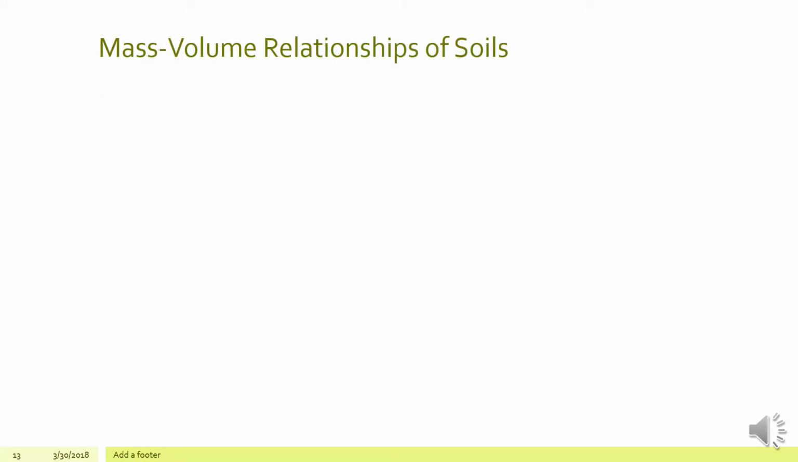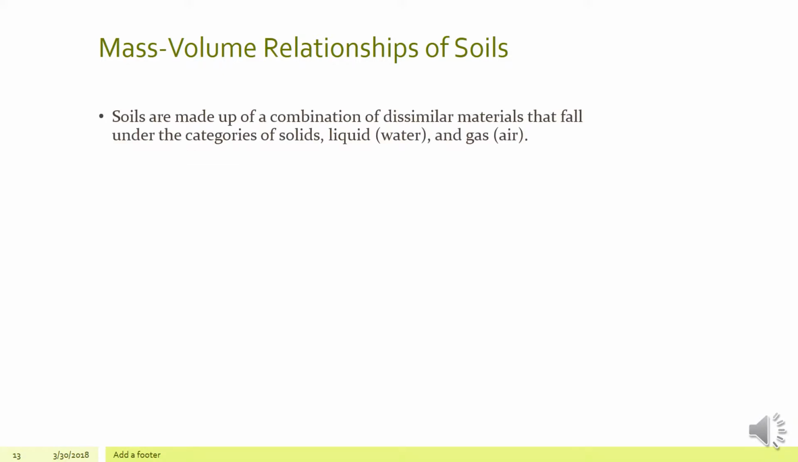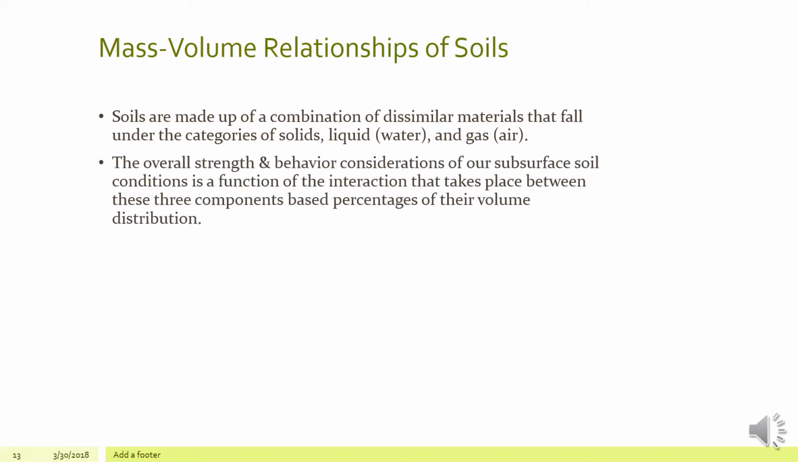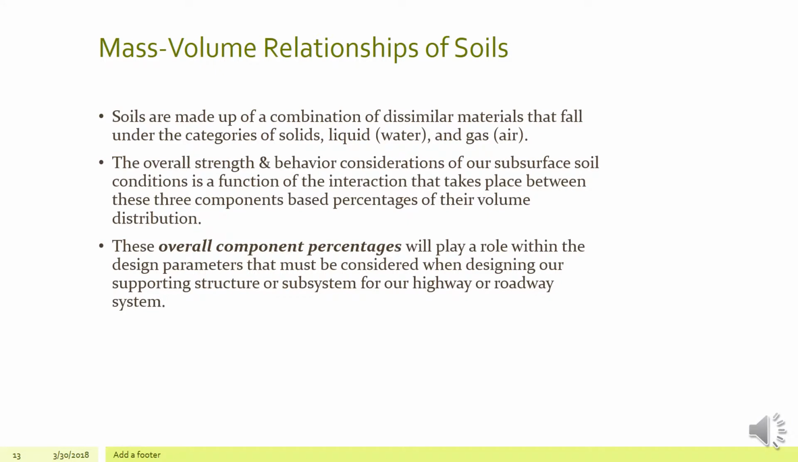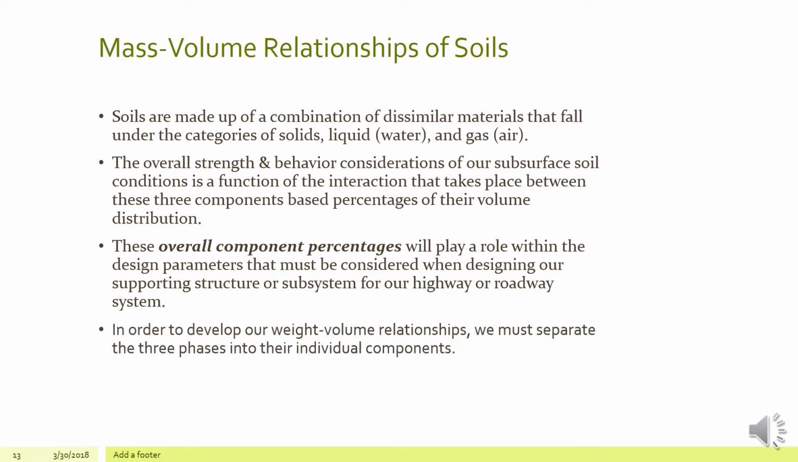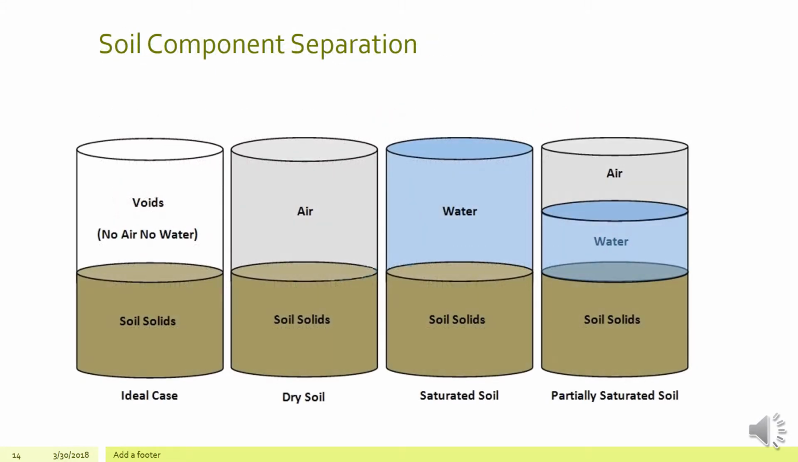Let's take a look at the factors that are related to the mass volume relationships of soils. Soils are made up of a combination of dissimilar materials that fall under the categories of solids, liquids, and gas. Our liquid is water and our gas is air. The overall strength and behavior of our subsurface soil conditions is a function of the interaction that takes place between these three components, based on the percentages of their volume distribution. These overall component percentages will play a role within the design parameters that must be considered when designing our supporting structure or subsurface for our highway or roadway system. In order to develop our weight-volume relationships, we must separate the three phases into their individual components. And here's what we're looking at.